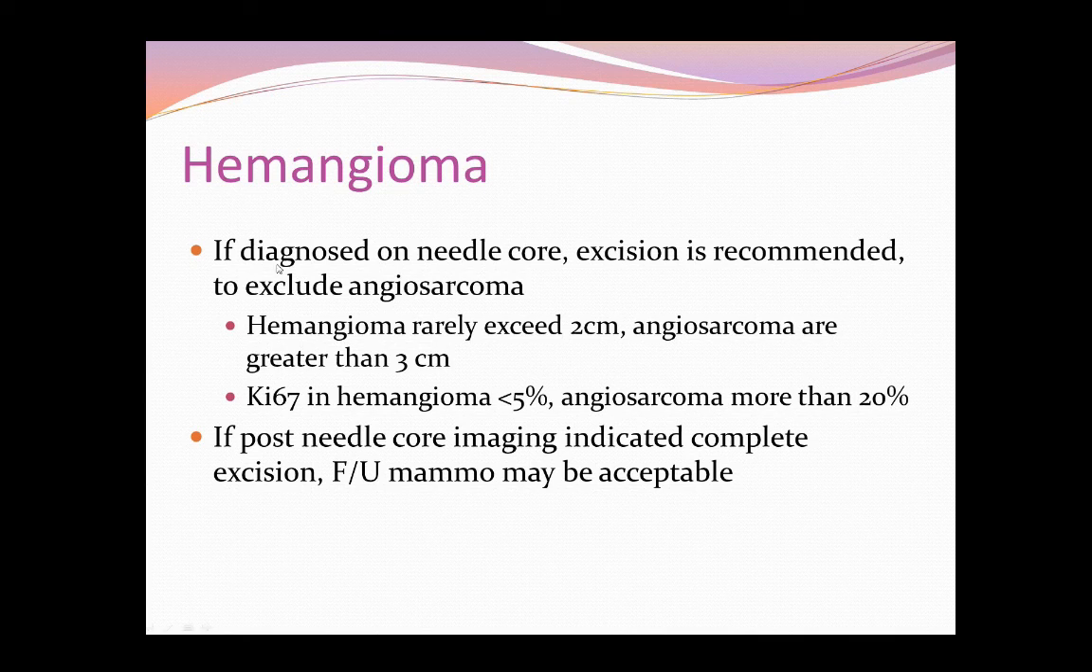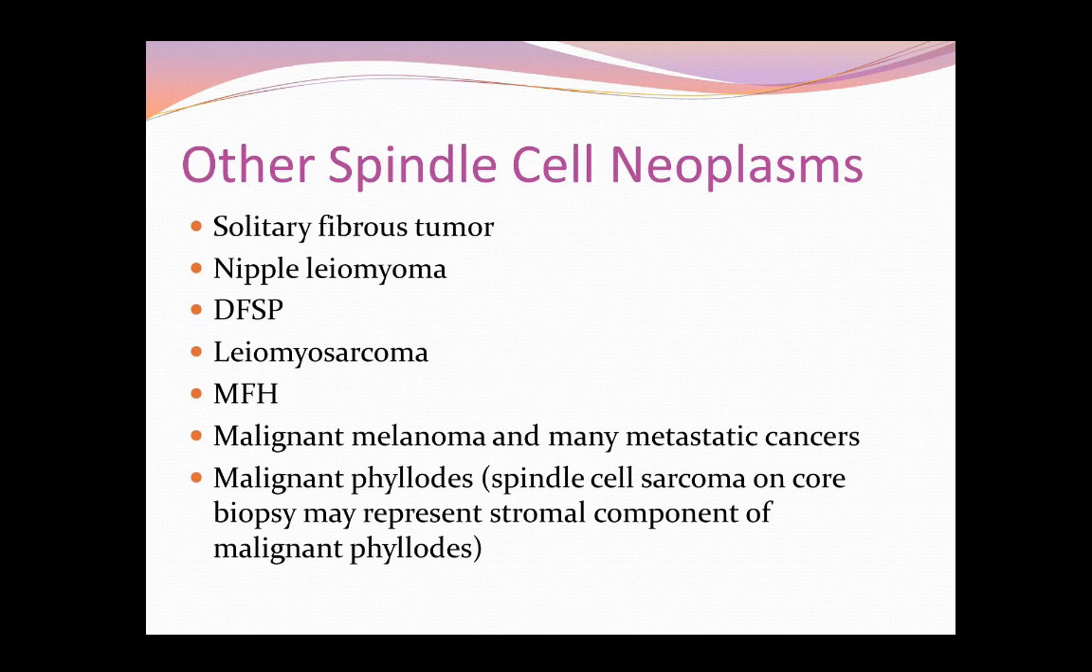Some of the things to keep in mind are hemangiomas are rarely more than 2 centimeter, whereas angiosarcomas are usually greater than 3 centimeter, and the Ki67 in hemangioma is less than 5%, and angiosarcoma is usually more than 20%, even if it's a low grade. If a post-needle core imaging indicates that there is a complete excision and the clip is placed, follow-up mammogram may be acceptable. The other spindle cell neoplasms are solitary fibrous tumor of the breast.